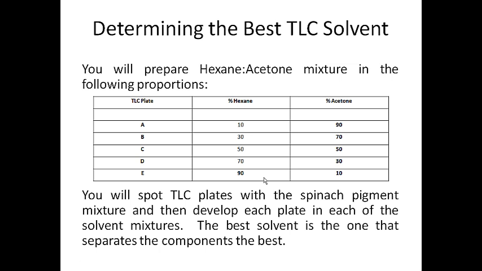You take a 10 milliliter graduated cylinder, you add 1 mL of hexane, 9 mL of acetone. Voila, 10/90 mixture. Okay. So you're going to spot TLC plates, individual small ones, with the spinach pigment mixture, and then you're going to develop each plate in each one of the solvent mixtures. And the best solvent's the one that's going to separate the components the best.